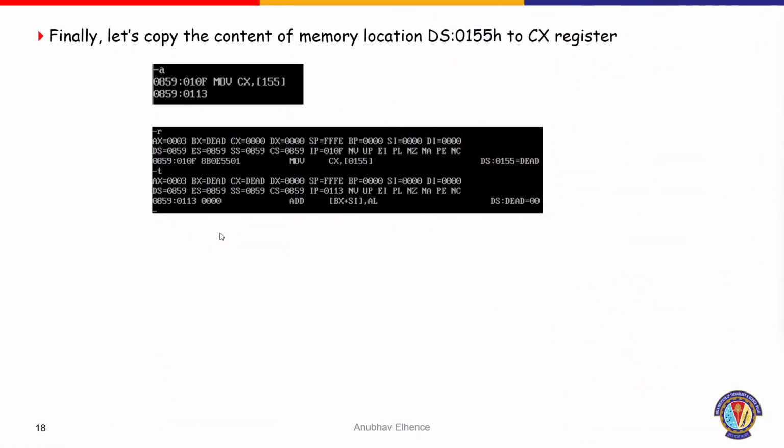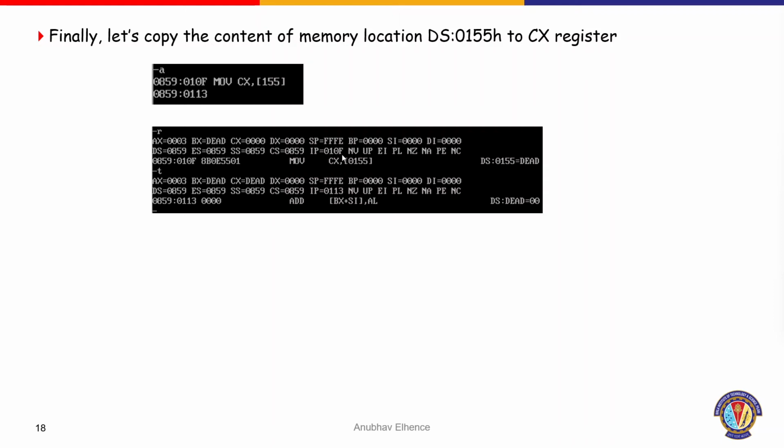Okay, so finally let's just attempt another problem. I won't type this, it's very simple. Let's copy the content of a memory location back to one of the registers, the CX register. So this time again we'll type the A command, MOV CX, [155], and let's just review the contents of the register before copying that.